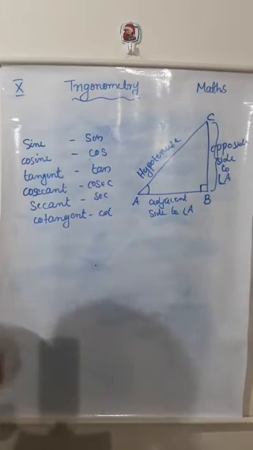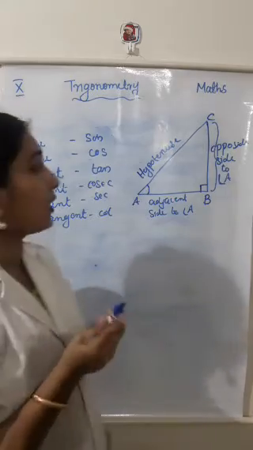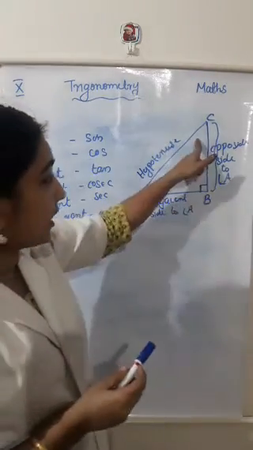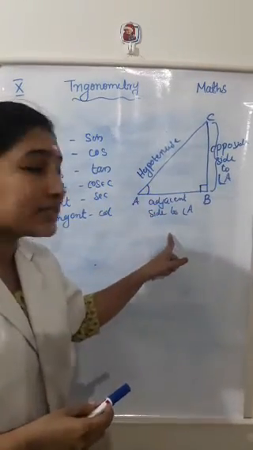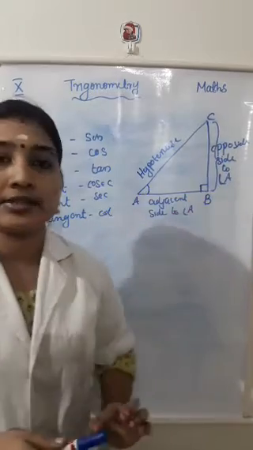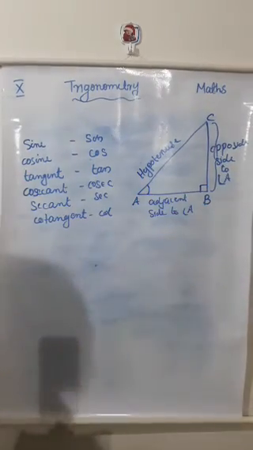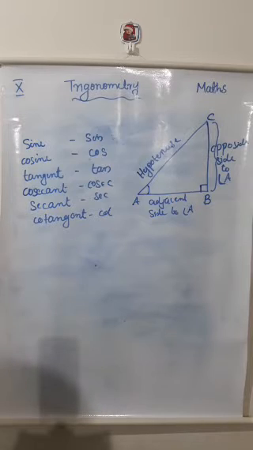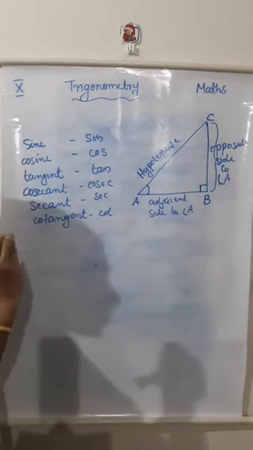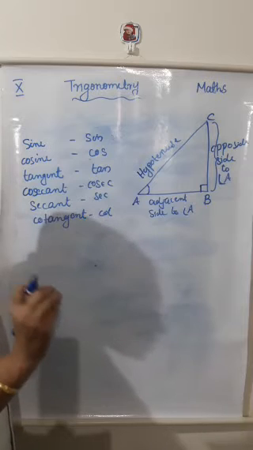Okay, what about angle C? Based on angle C, AB is the opposite side and BC is the adjacent side. Now consider the ratios of sin, cos, tan, cosec, sec and cot. This is very important. This is the basis of trigonometry.